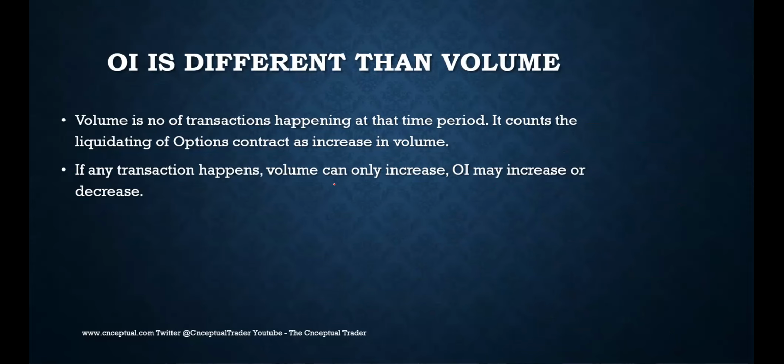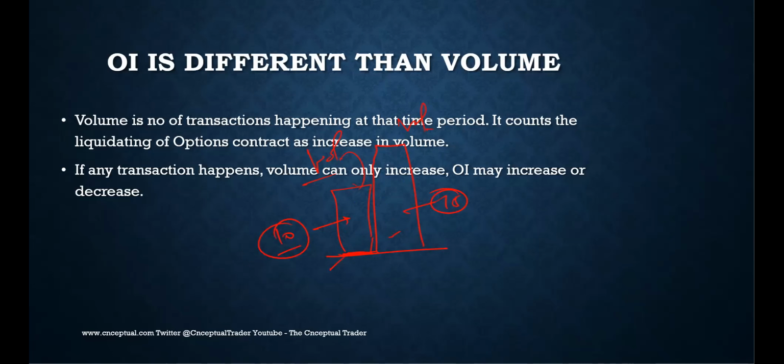Sorry for the disturbance. OI is different from volume. What is basically volume? Volume is the number of transactions happening. Let's say you see the volume of 5 minutes. In 5 minutes, how many transactions happened? That will be the volume of that particular 5 minutes. Let's say in the first 5 minutes, 10 transactions happen. In the next 5 minutes, 15 transactions happen. So that will be the volume of that particular time frame.